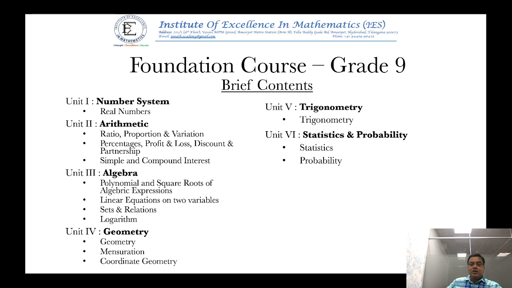Unit 3 would cover algebra. It will be polynomials and the square roots of algebraic expressions, linear equations of two variables, and the sets and relations and logarithm. And unit 4 is geometry, which will cover geometry, mensuration, and coordinate geometry. Unit 5 will cover trigonometry, and unit 6 will cover statistics and probability.